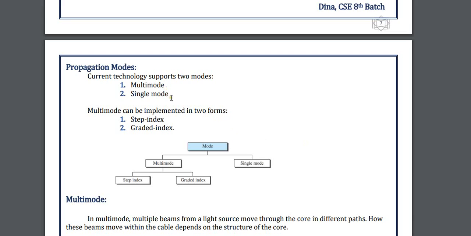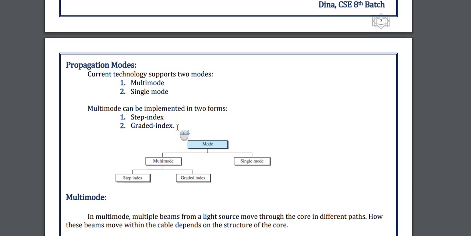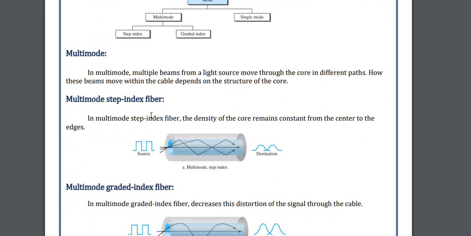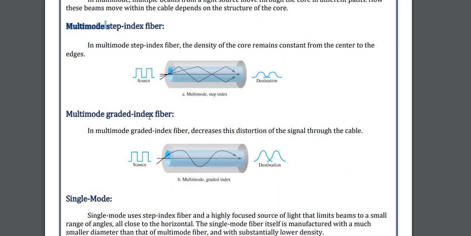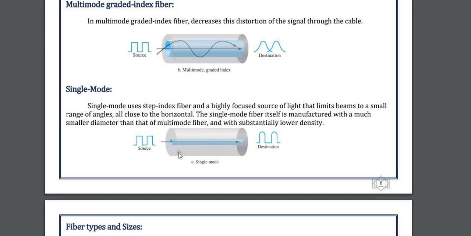For propagation mode, we have multimode and single mode, but in multimode we have two types: step index and graded index. In multimode we have a source, and the multiple lines of light going through is known as multimode step index, and multimode graded index goes like a waveform. Then in single mode, the cladding is very thin, and the light goes straight to the destination, which is known as single mode.